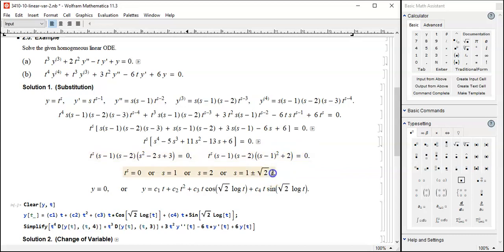The conclusion? t to the s power is never 0 except for the singular solution, y is always equal to 0. Or, look at these factors here. s is 1, which will give you t to the first power. s is 2, that's going to give me t to the second power. And then this quadratic irreducible, this complete square plus square, you're going to get, this is 1, so t to the first power, cosine of square root of 2 log of t like this, and sine.